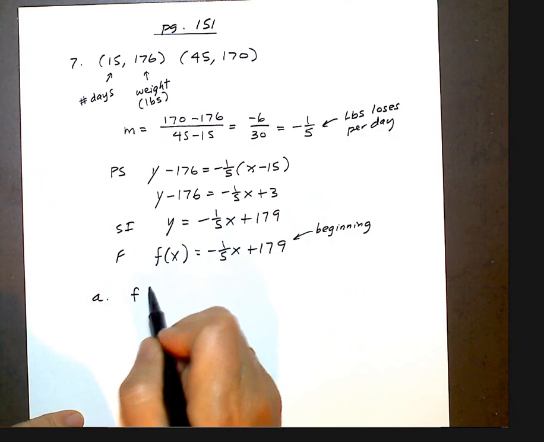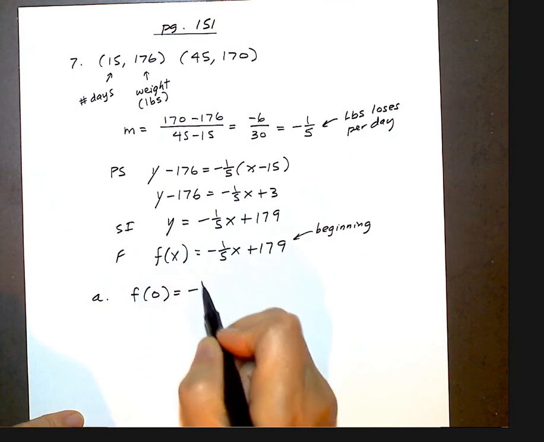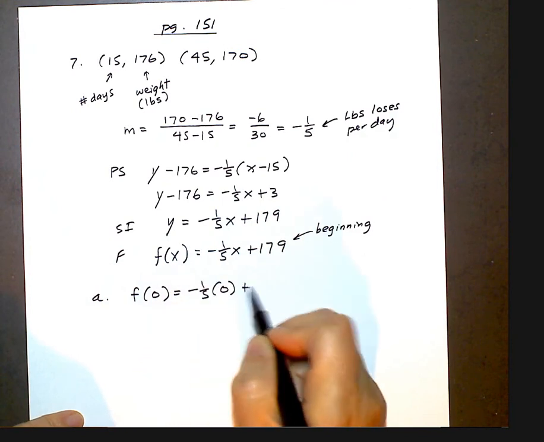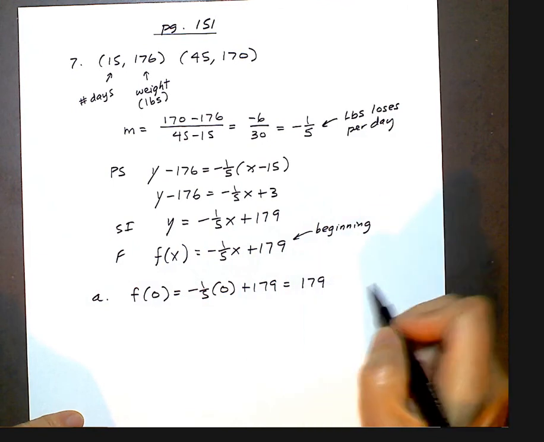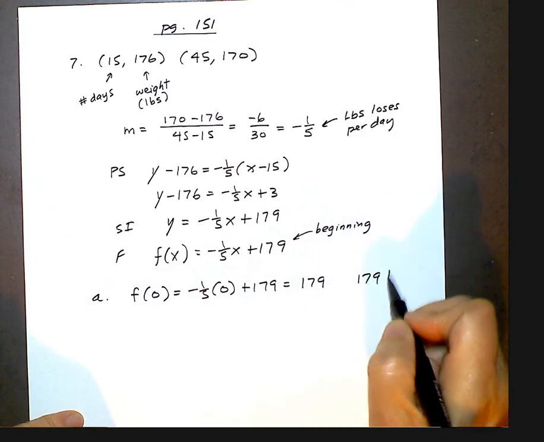So negative 1/5 times 0 plus 179 is 179. So he weighed 179 pounds.